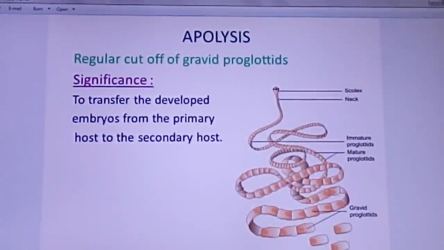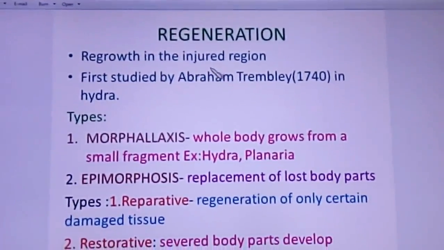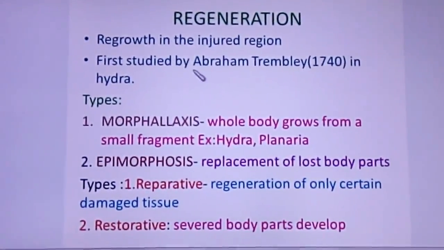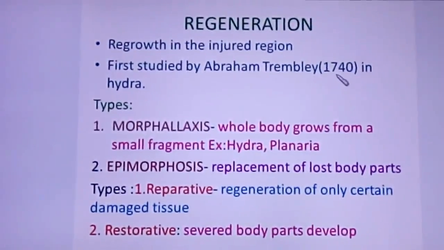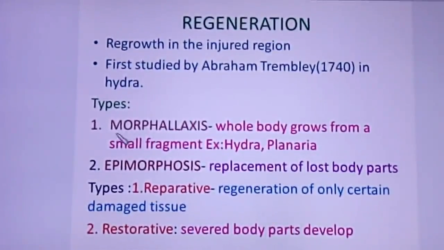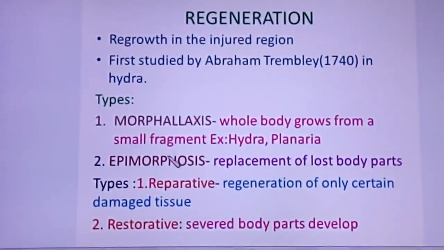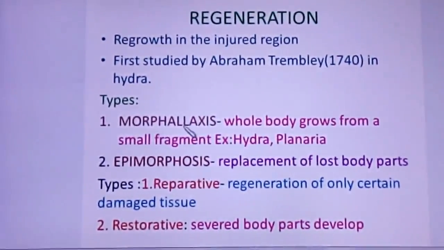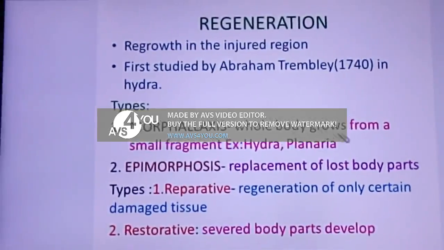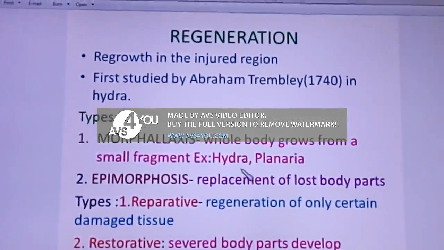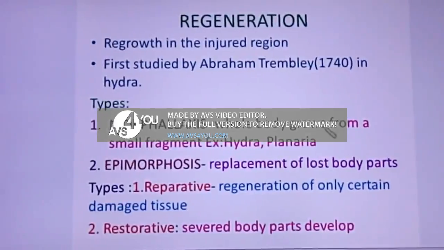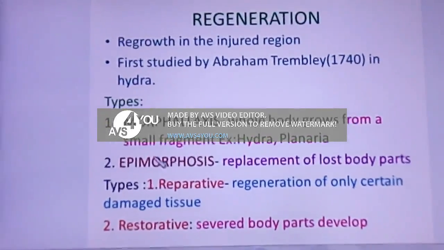Next one is regeneration. Regeneration is regrowth in the injured region. This process of regeneration was first studied by Abraham Trembley in the year 1740 in Hydra. In regeneration we have two types: morphallaxis and epimorphosis. Morphallaxis is where the whole body grows from a small fragment. Example, Hydra, planaria. That is what is called morphallaxis.